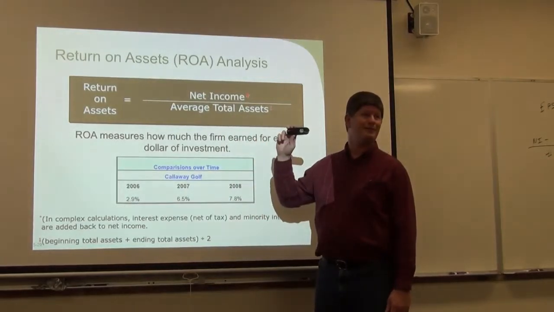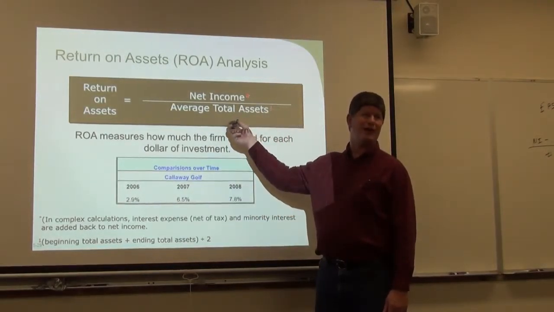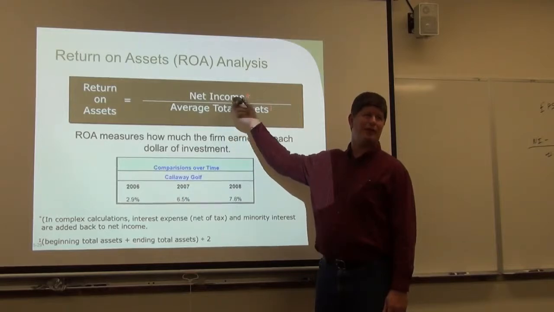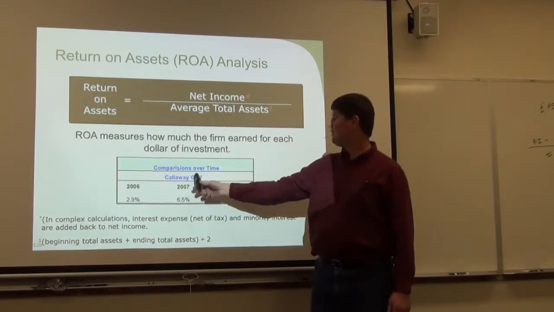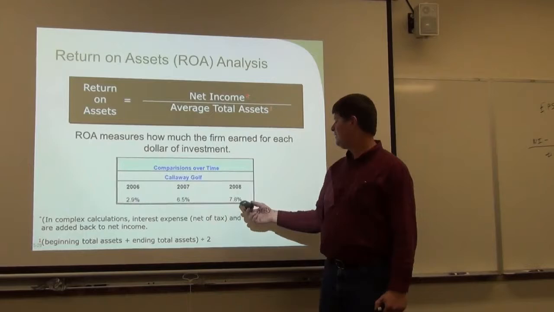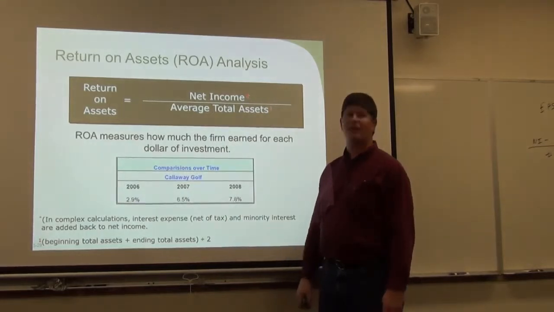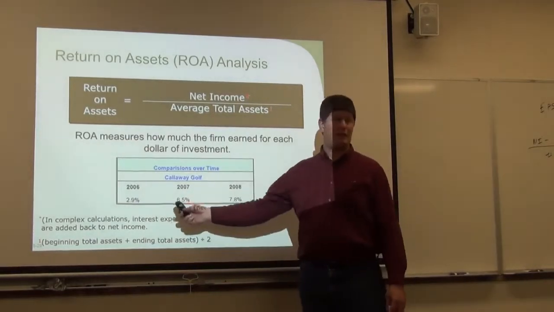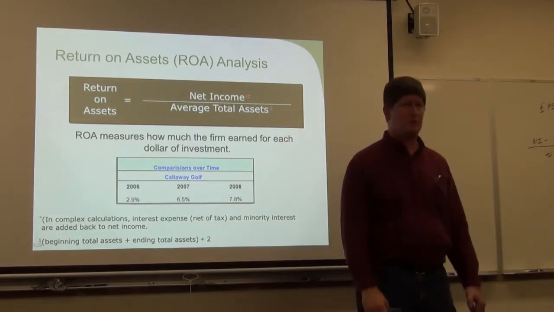What? It's not very good. So for every dollar in assets, they were generating 2.9 cents in net income. Okay? In 2007, it went up to 6.5 cents for every dollar of assets. And in 2008, it went up to 7.8. Is this getting better or getting worse?